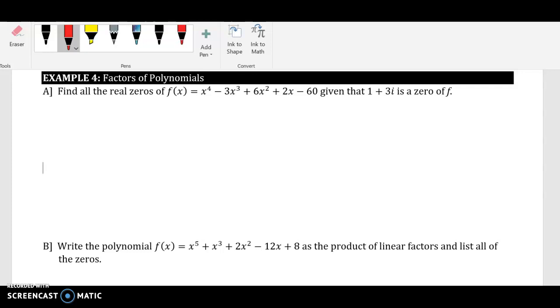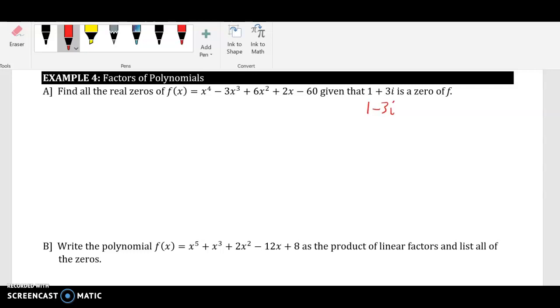So we're finding real zeros, and we're given an imaginary zero. It's a complex zero. Along with this, we also know that 1 minus 3i is a zero as well. They come in conjugate pairs.